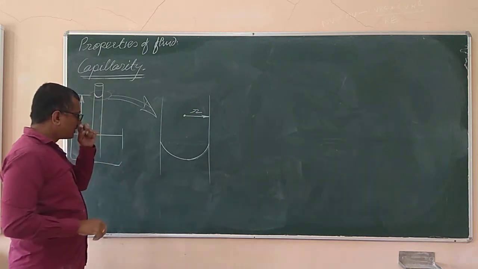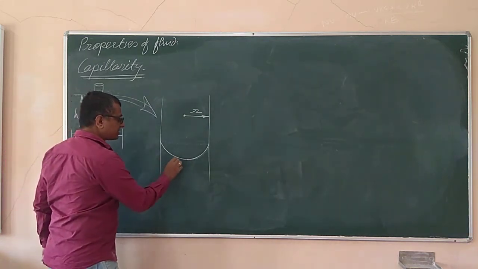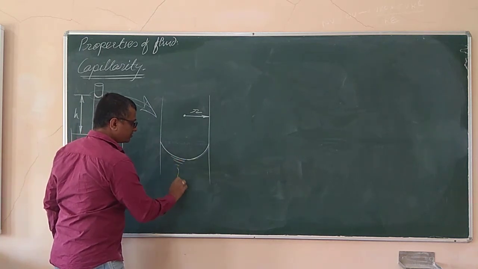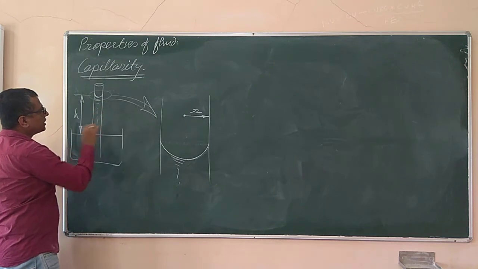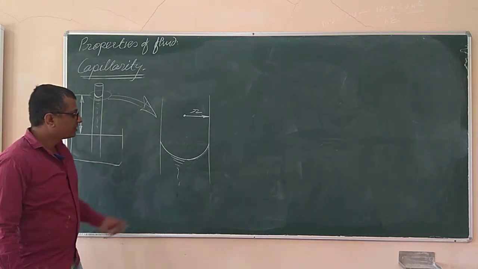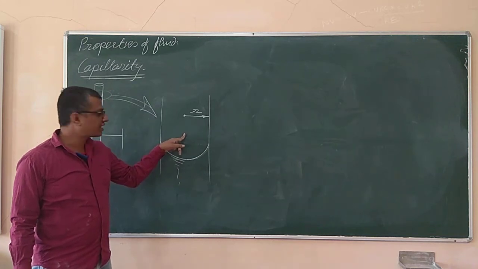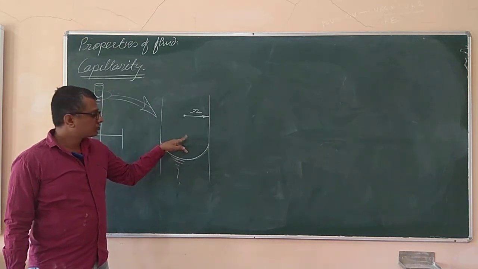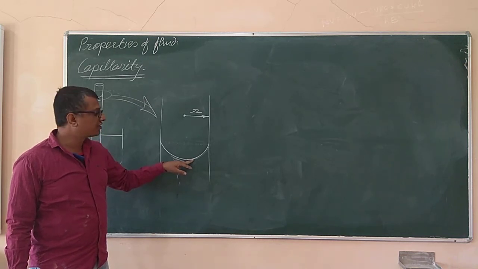Now, remember that this is the free liquid surface. Here it is the liquid, and the tube is entirely filled with the liquid. This is the liquid, and this is the gaseous state. Here there are gases, that is the atmospheric air. So I will call this the free liquid surface.